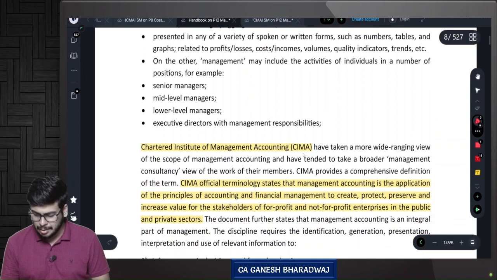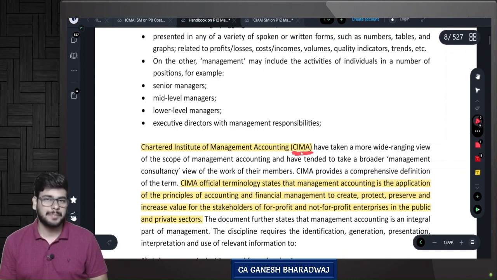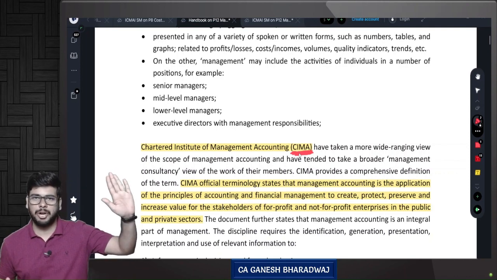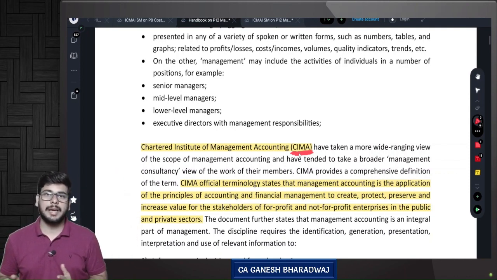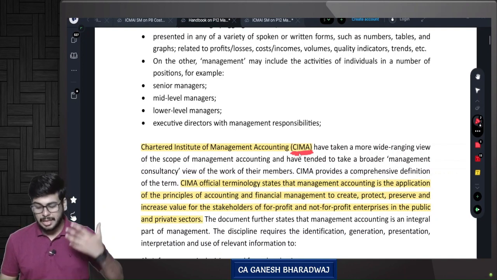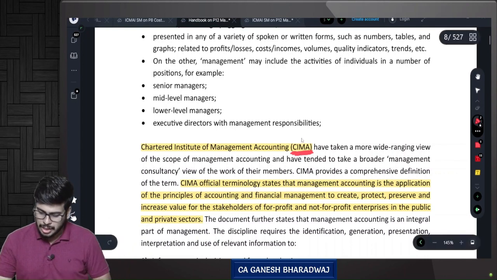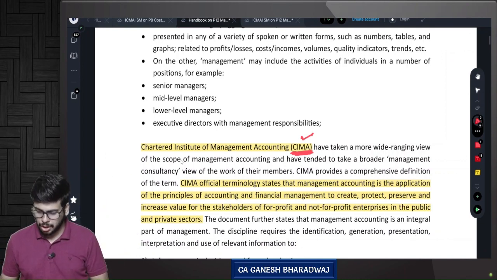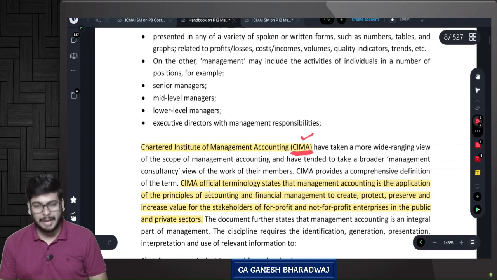And remember, there is a body called CIMA. What do you mean by CIMA? CIMA, Chartered Institute of Management Accountants. This is globally acclaimed as the global CMA body. So just like you have ICMAI in India, the Institute of Cost and Management Accountants of India, you have similarly the London version of our CMA Institute called CIMA. It is the number one institute in the field of costing and management accounting. They have something called CIMA official terminologies. They define a lot of things.